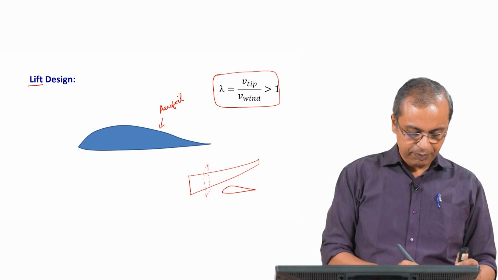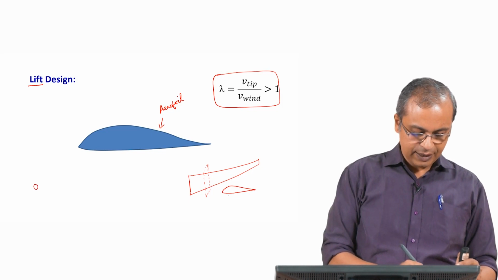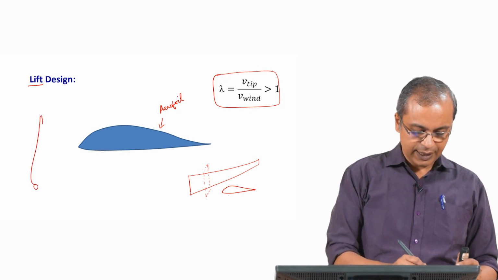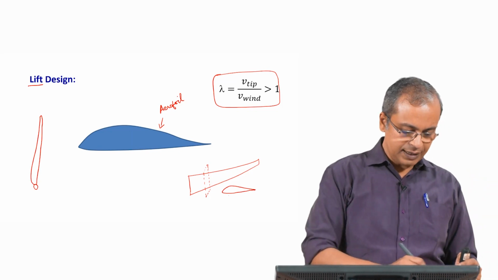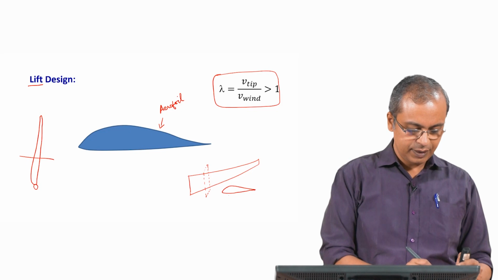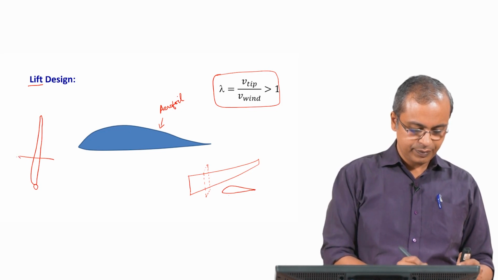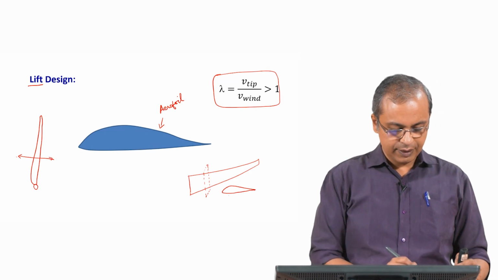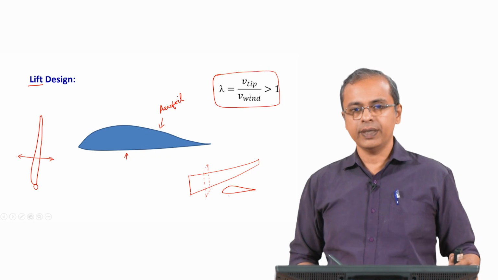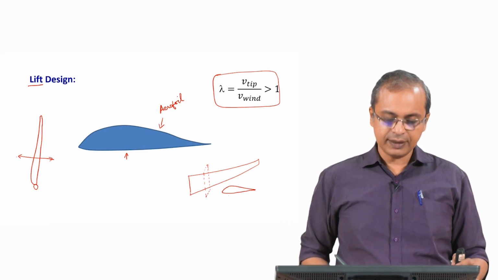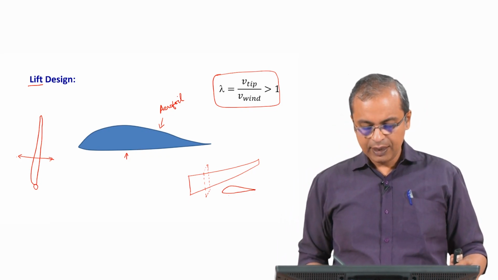Similarly, we have these windmill blades. You have a blade like that, that is the hub, and then you have a blade. If you cut this here and take the cross section and look at it, then this is what you will see. This shape is referred to as the aerofoil shape. So, what happens?